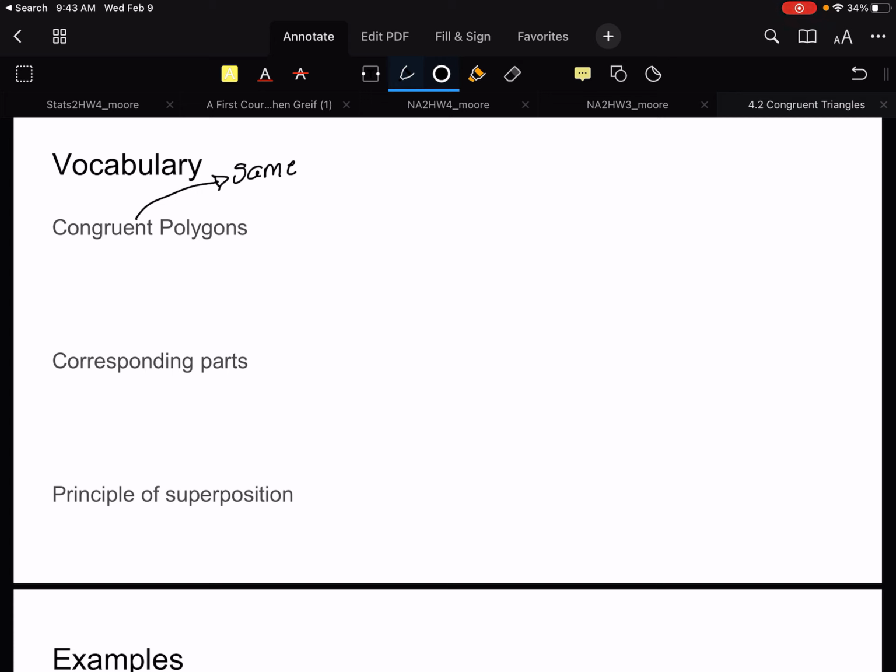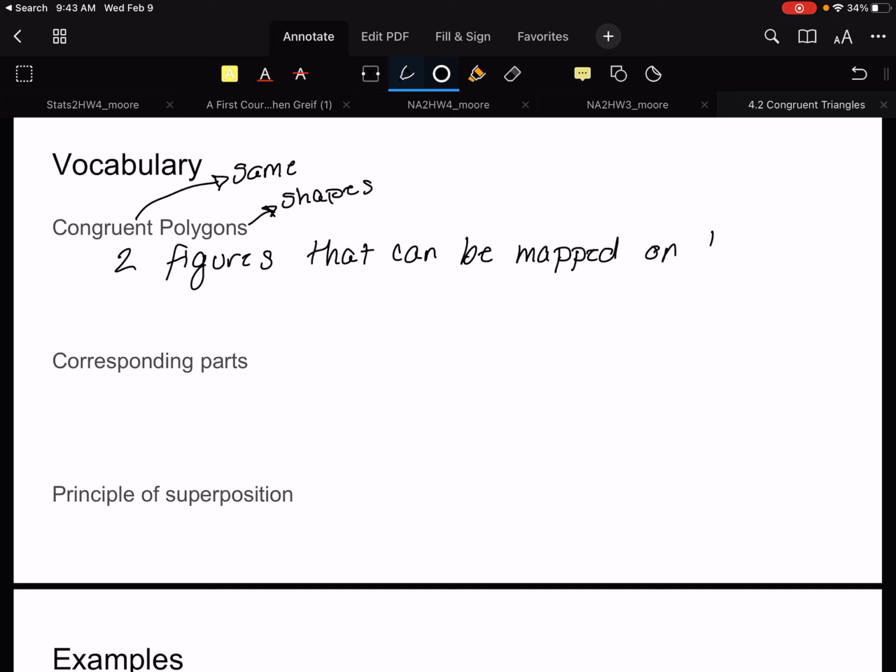So in other words, these are polygons or shapes. Polygons are shapes that are the same. So it's two figures that can be mapped on top of one another to look exactly the same.